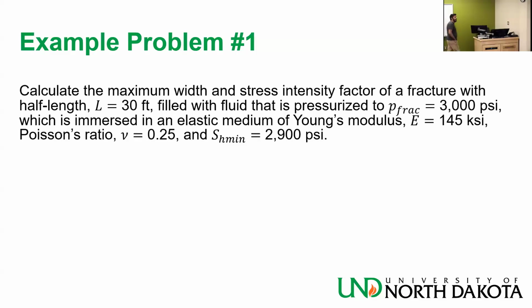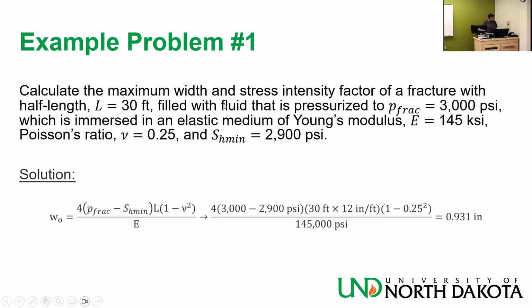And then there is another assumption somewhere. We're going to see later. So P net, oh yeah. So basically P net is going to be P frac minus SH mean.